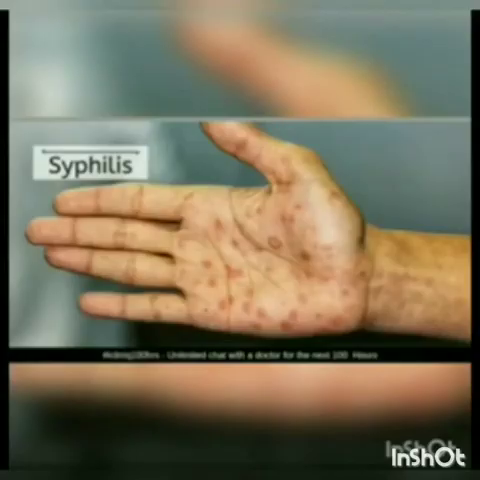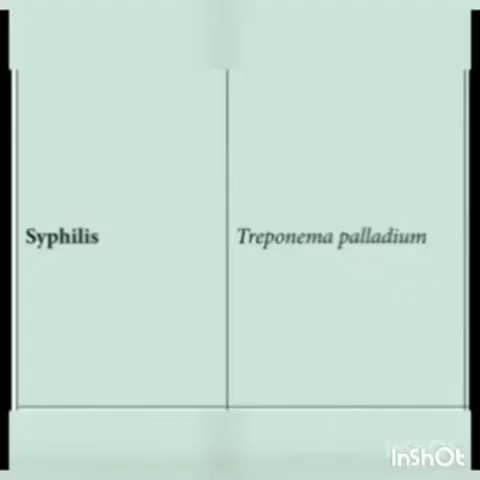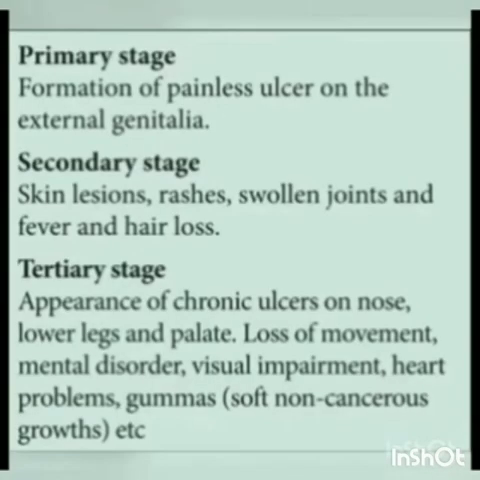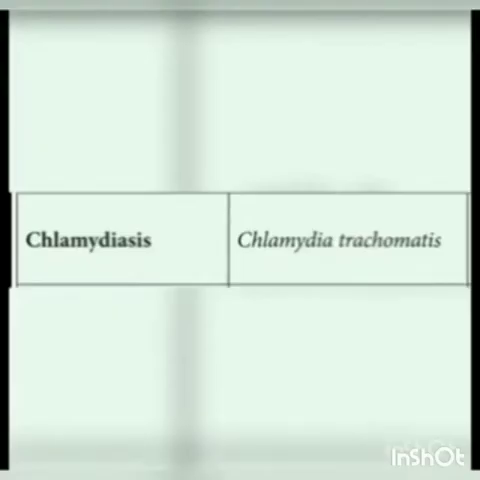Second is syphilis. It is also a bacterial STI which is caused by Treponema pallidum. The symptoms take place in 3 stages. In the primary stage, painless ulcers form on the external genitalia. In the secondary stage, skin lesions, rashes, swollen joints, fever and hair loss may occur. And in the tertiary stage, loss of movement, mental disorder, visual impairment, heart problems, etc. take place.